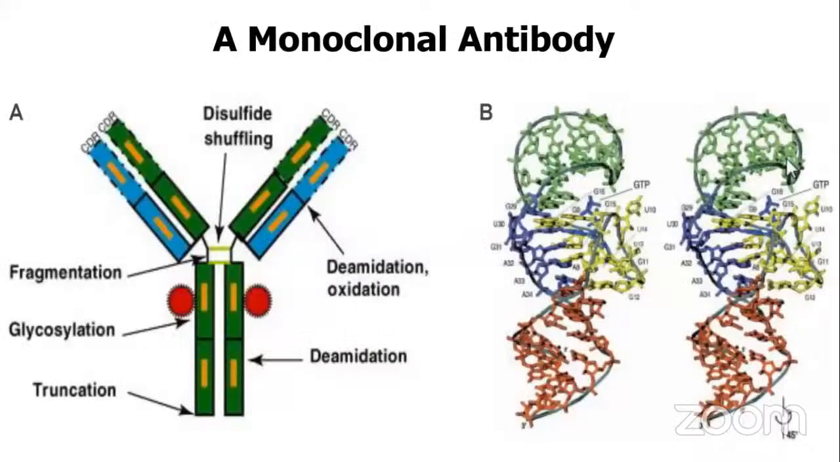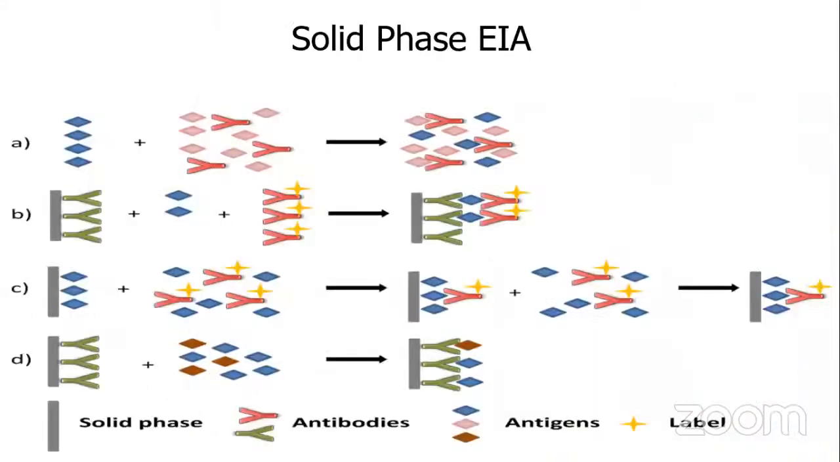This is a picture of a monoclonal antibody. It has two valencies, but on the same epitope. And these monoclonal antibodies do not form a precipitate with the antigen, unlike a polyclonal antibody. These details I will not tell you.